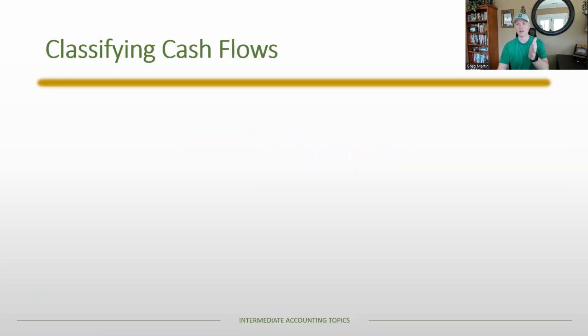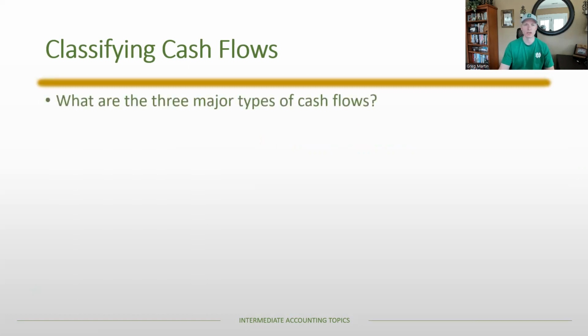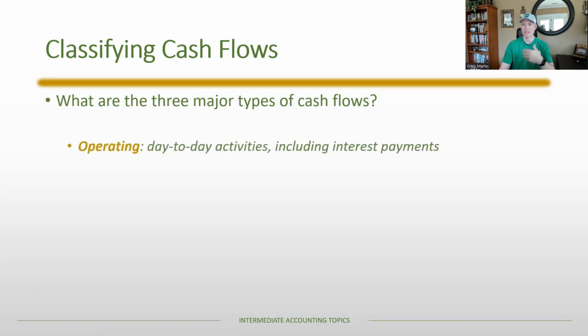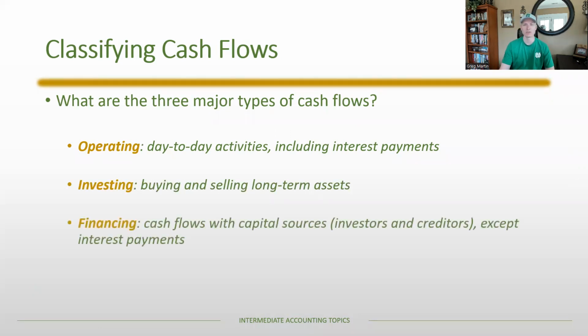Really, the first step is to classify them, and we already talked about this a little bit, so this is somewhat of a repeat. But again, there were three major types of cash flows: operating, which are day-to-day activities, including interest payments, and then investing, buying and selling long-term assets. Then finally, financing, which are cash flows that deal with our capital resources, whether it's investors or creditors. The only thing that's not included in that is interest payments. So for whatever reason, interest payments are included as an operating cash flow, not as a financing cash flow. So just make note of that.